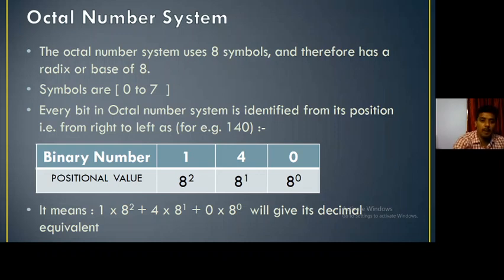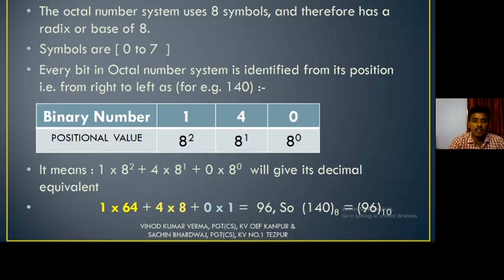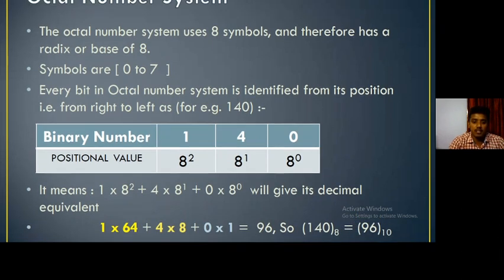Clear? Again, multiply each number with its positioning value, that is 1 into 8 square, 4 into 8 power 1, and 0 into 8 power 0. It means that 1 into 8 square plus 4 into 8 power 1 plus 0 into 8 power 0 will give the decimal equivalent, that is 1 into 64 plus 4 into 8 plus 0 into 1, which gives 96, the decimal equivalent of the octal number 140. So if you multiply the value from right to left with its positioning value, then we get the decimal equivalent of that particular octal number. Clear? 140.